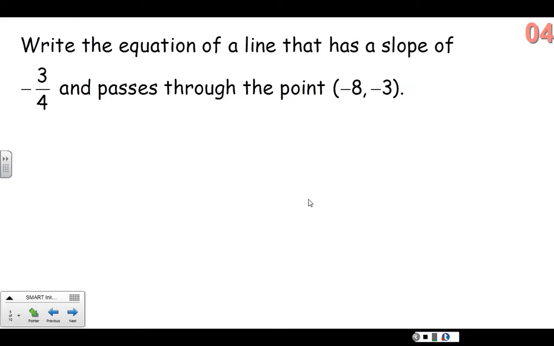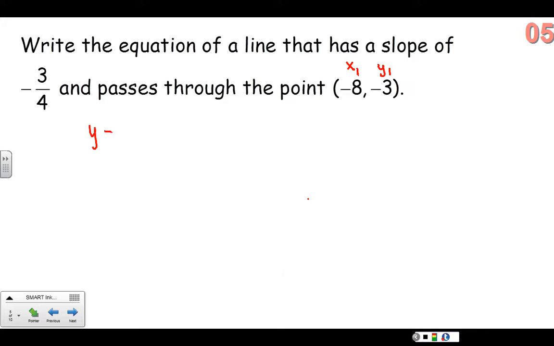Write the equation of a line that has a slope of -3/4 and passes through the point -8, -3. So this example is just like the one we just got through doing. Let's label some stuff. We've got the slope given to us, and then this will be x1, y1. So let's plug our numbers in and just work this out. Y minus y sub 1, so in that case it's going to be -3.